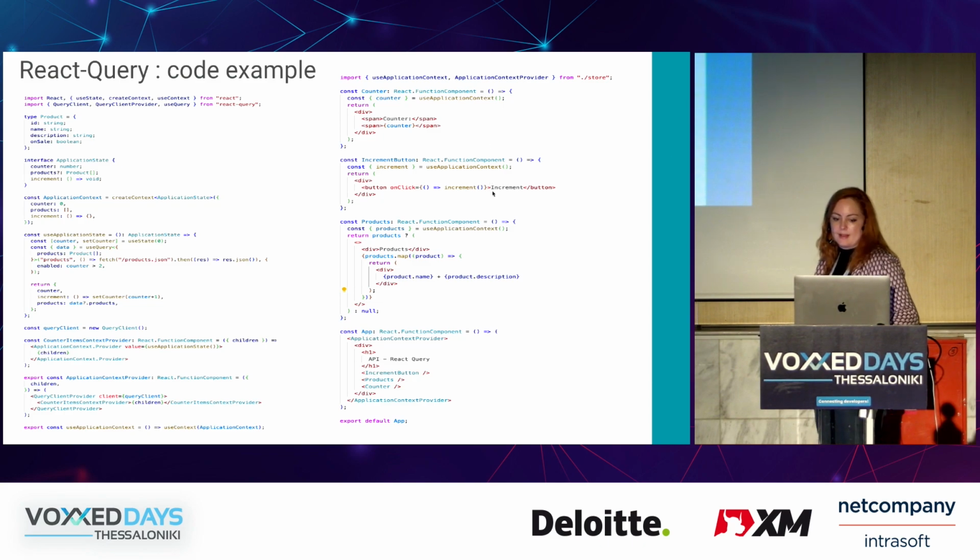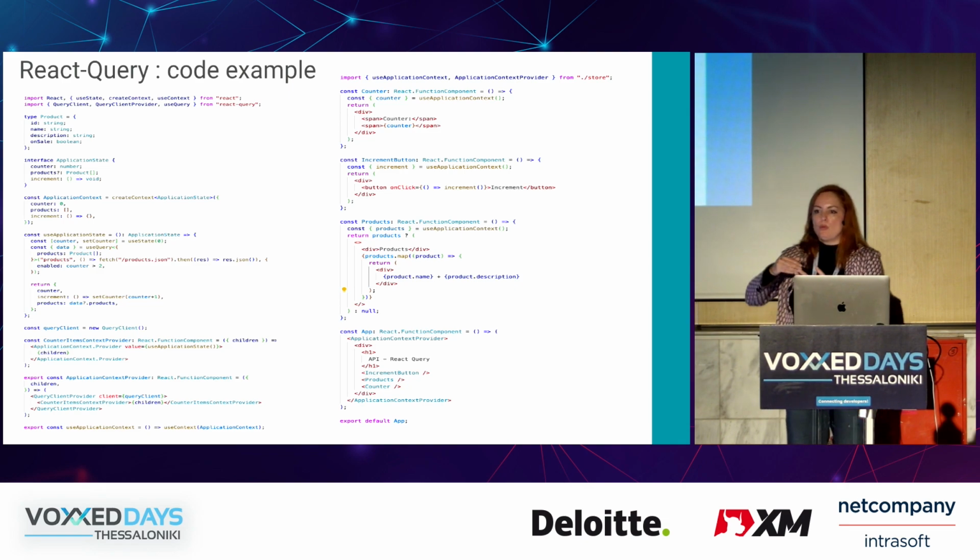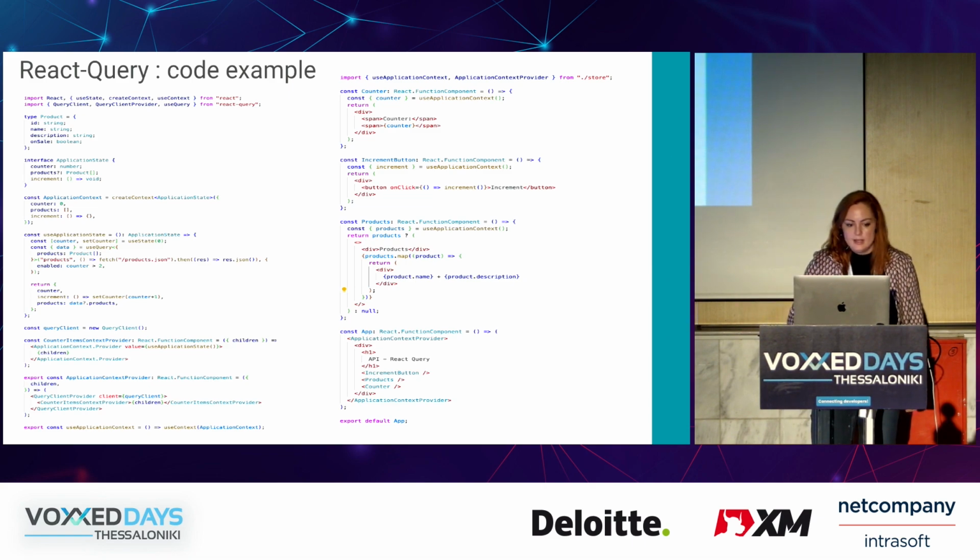I forgot to mention, it's okay, in React Query there is also the useMutation hook, which is used when we want to mutate what we have in local storage. Just be aware that when you mutate something in local storage, you also need to invalidate it in order for React Query to be smart enough to refetch it from the backend.